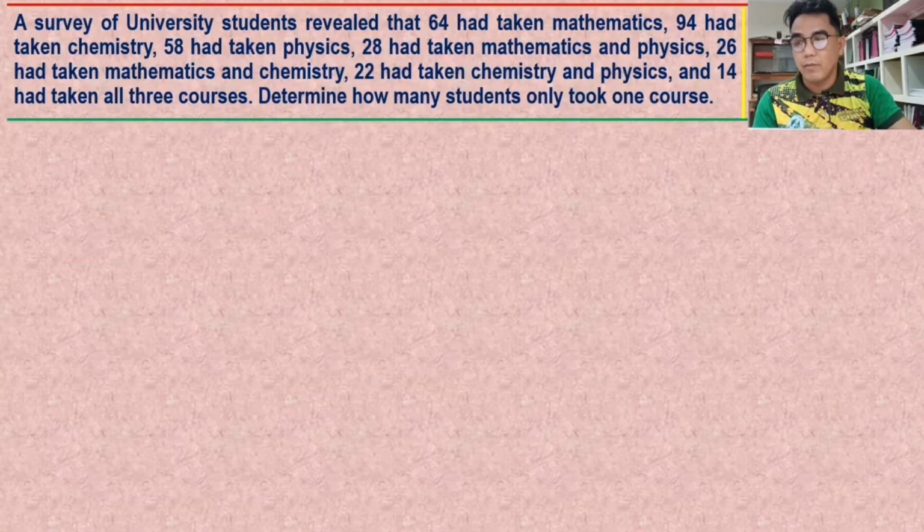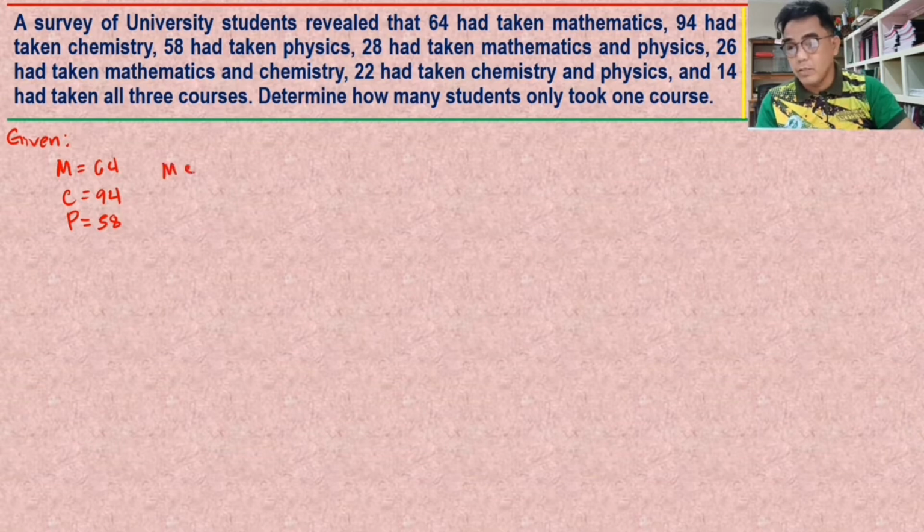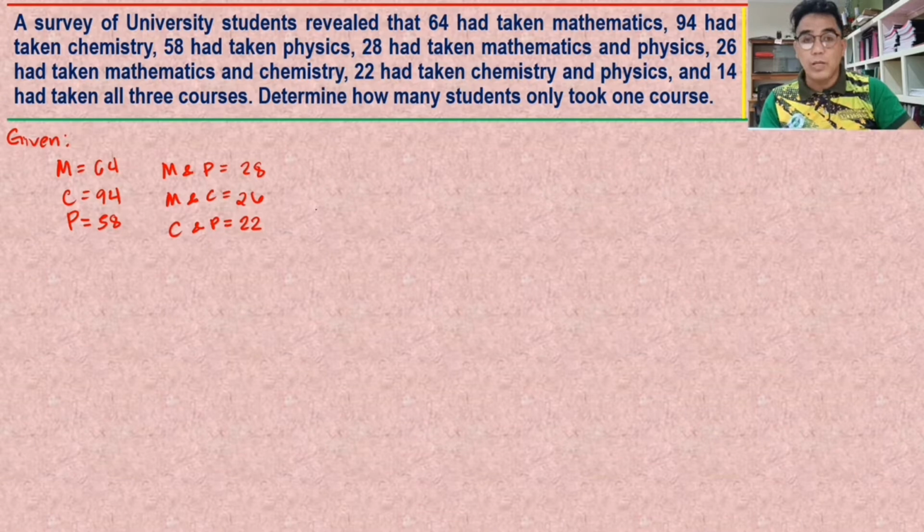Understand the problem. We understand the problem by putting all the important details as follows. We know that there are 64 students who took mathematics, 94 students who took chemistry, and 58 students who took physics. There are 28 students who took mathematics and physics, 26 students who took mathematics and chemistry, and 22 students who took chemistry and physics. Finally, there are 14 students who took mathematics, chemistry, and physics together.